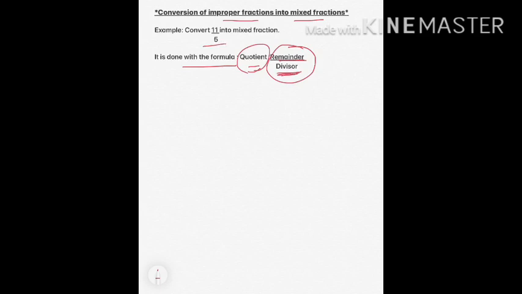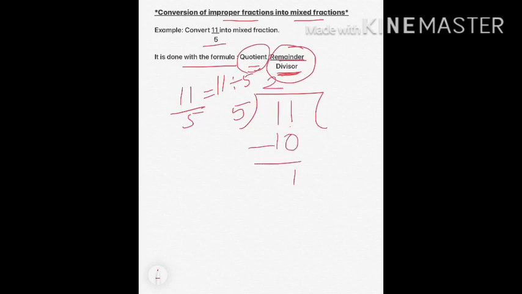So let's take this example. 11 upon 5. How to convert that? First of all, I will divide 11. I told you a fraction can be written in the form of division also, that is 11 divided by 5. So I will divide the numerator by the denominator, that is 11 by 5. 5 2s are 10. So how much is the remainder? 1.